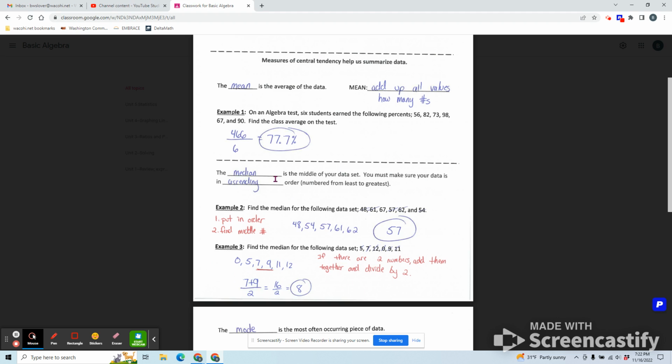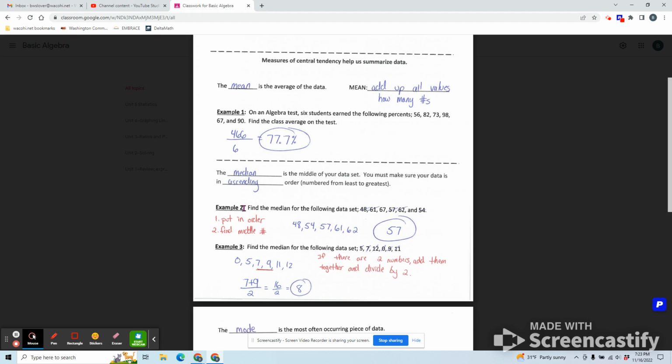The next measure of central tendency is the median. So the median is the middle of your data set. And we need to make sure our data is in ascending order, which means numbered from least to greatest. So think about where the median is in a road. It's in the middle of the road.